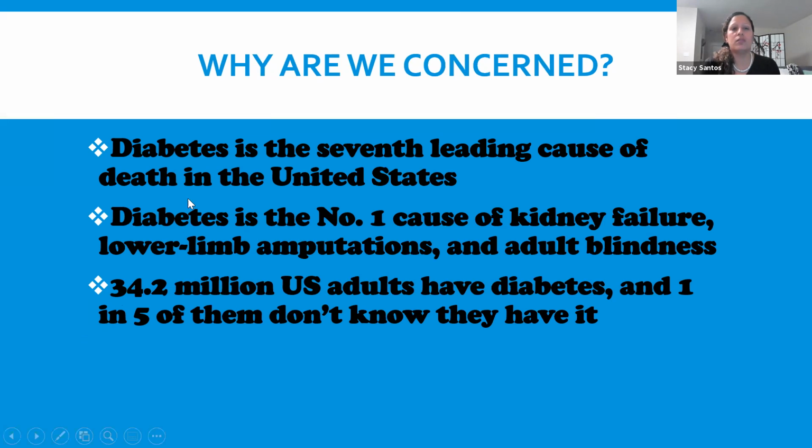34.2 million US adults have diabetes and 1 in 5 of them don't even know that they have it. So as we look at the statistics, people are walking around without knowledge that they're either pre-diabetic or already have diabetes and they're not receiving any treatment or intervention. Back to bullet point 2, this is where we will find them in years to come.